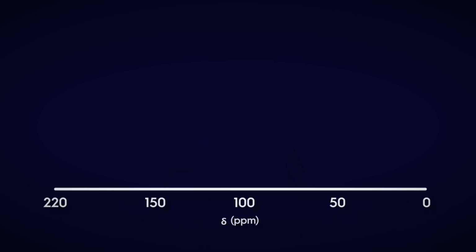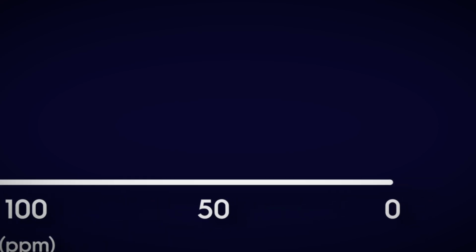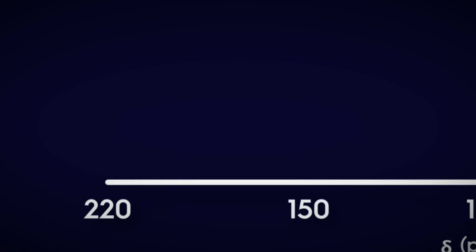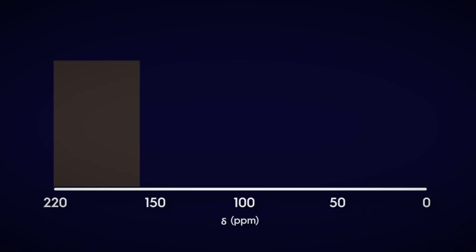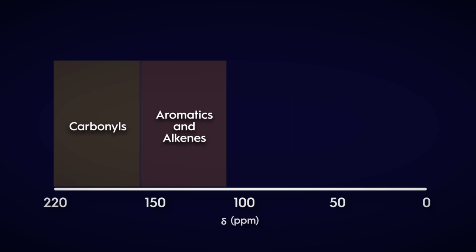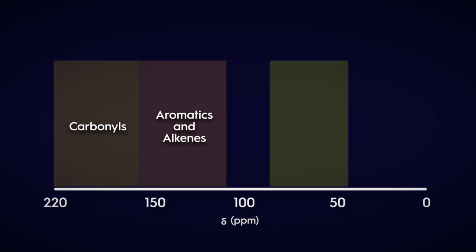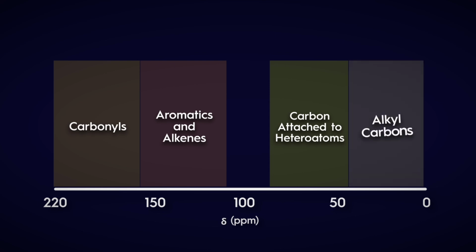Carbon-13 chemical shifts span a wide window from near zero up to around 220 parts per million. Carbonyl carbons sit far downfield. Aromatic and alkene carbons live above 100. Carbons bonded to oxygen or halogens often appear around 50 to 90, and simple alkyl carbons cluster below 50.